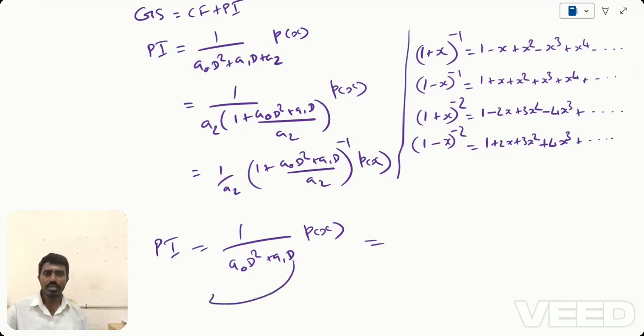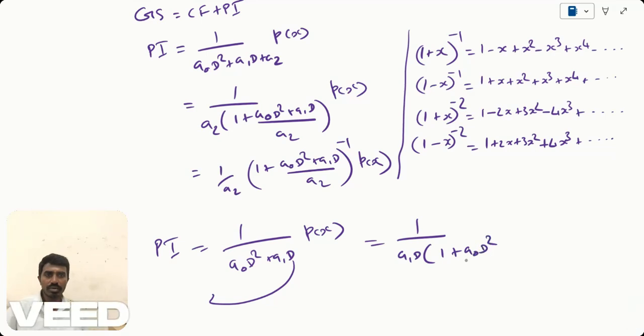Bring this a1 D outside: 1 divided by a1 D into 1 plus (a0 D square by a1 D) into P of x. So now bring this to the numerator, then you can expand like (1 plus x) whole power minus 1. Then bring this polynomial inside. Then we can proceed like the previous case.